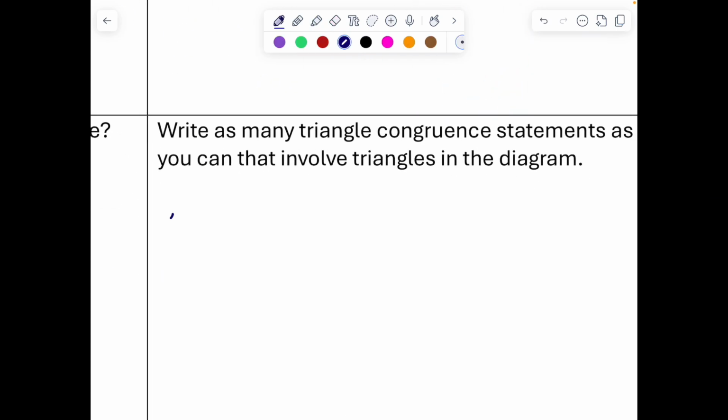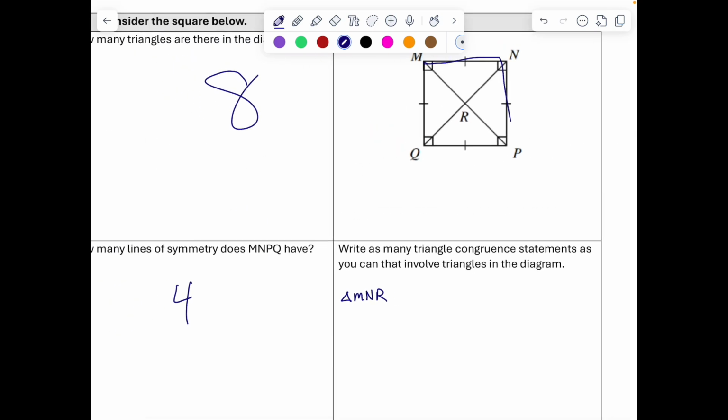So here's how I'm going to write this. I'm going to say triangle MNR, triangle MPQ. Let's do that. So MPQ, that triangle, is congruent to triangle QNP. So that one. But those are also the same as triangle MPN and triangle QNP. So those are all the big triangles, if you will.